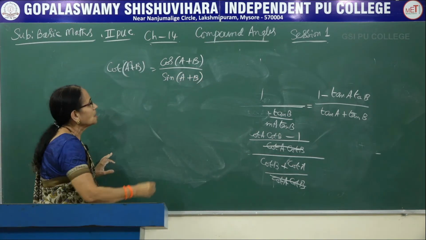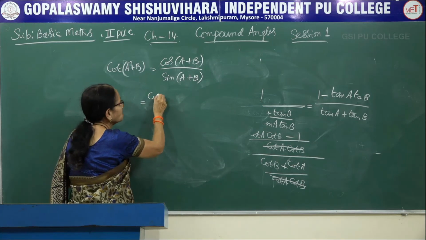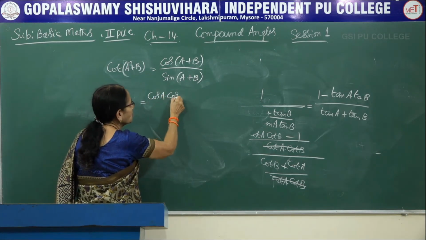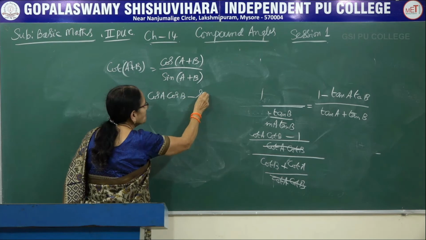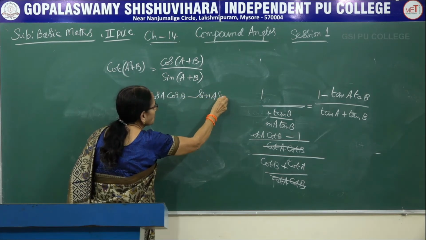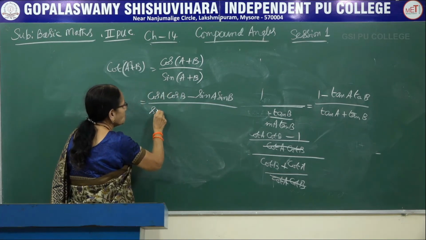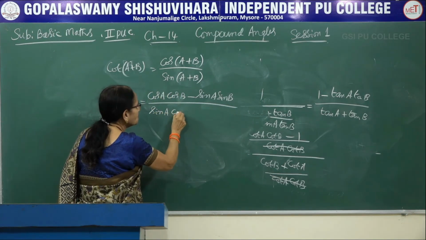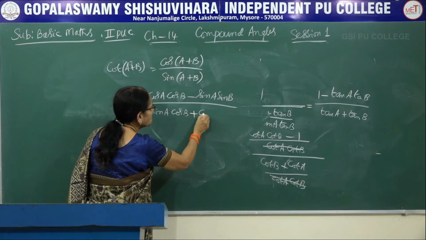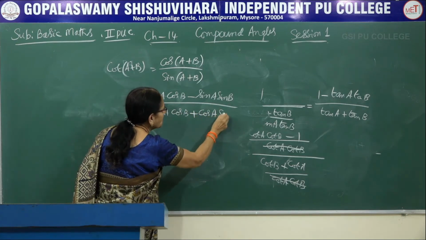Sin of A plus B. Now let me expand them. It is cos A cos B minus sin A sin B, whole thing divided by, write the expansion of this, sin A cos B plus cos A sin B.